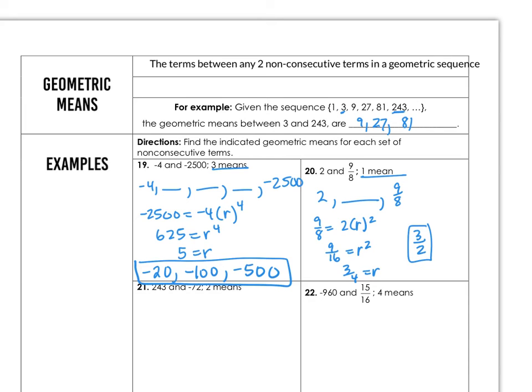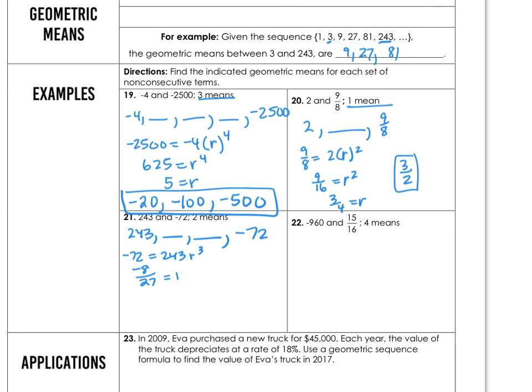Alright, so the next one, oh dear, I wrote on it, you can't hardly see it. Okay, so 243, and then there's 2 means, and the next one is -72. Okay, so -72 would be equal to the first term times r, 1, 2, 3 times. So if I solve this, let's see, that's -8/27. Again, don't leave that as a fraction because then you won't recognize that those are perfect cubes. If I take the cube root, I get -2/3 is equal to r. So we're multiplying each one of those by -2/3, so I get -162, and 108 is my 2 missing terms there.